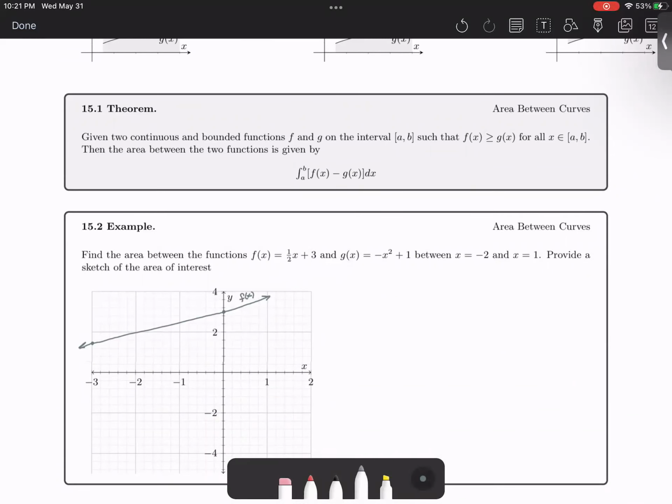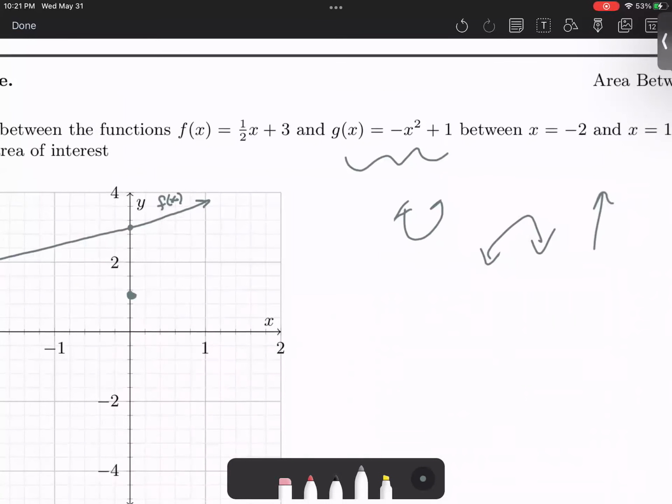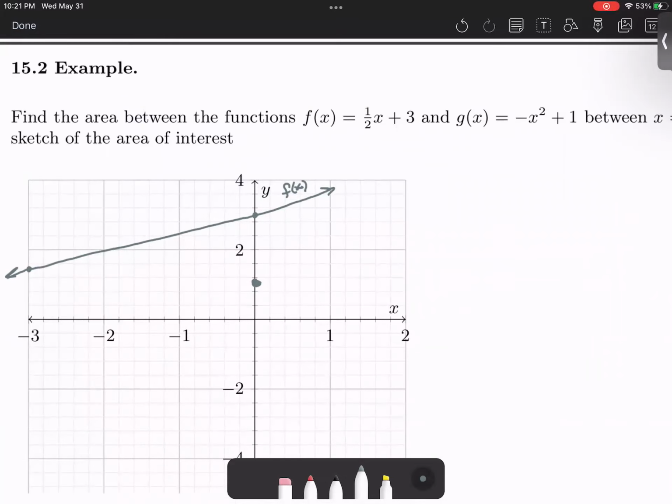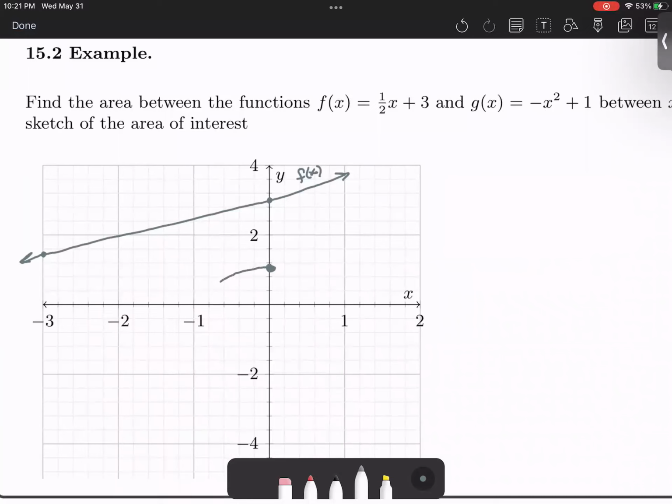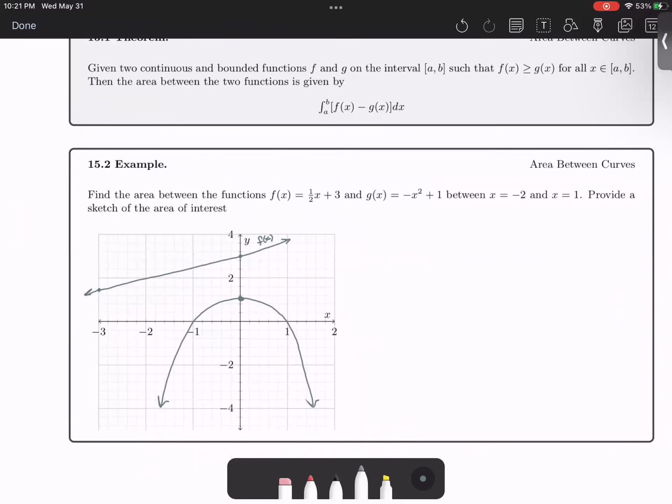Let's graph g of x. It's minus x squared, so it's x squared, except it's minus x squared shifted up by 1. So y-intercept of 1. And where are my zeros? If x is equal to plus or minus 1. It's going to look something like this. All right, again, bad at art, but we just need the idea.